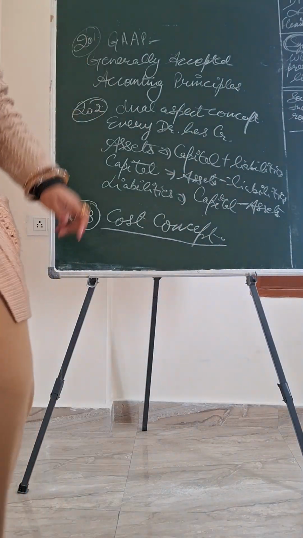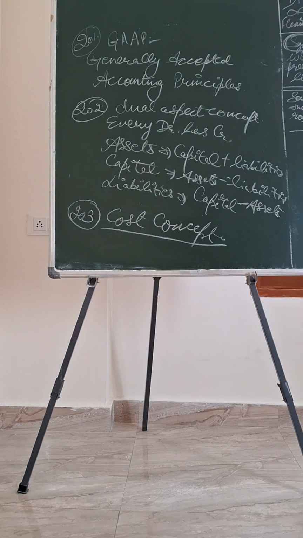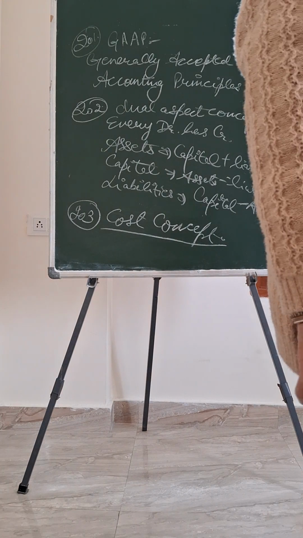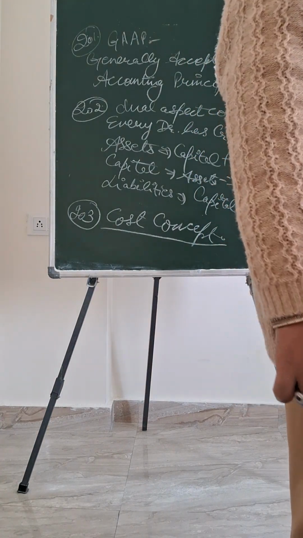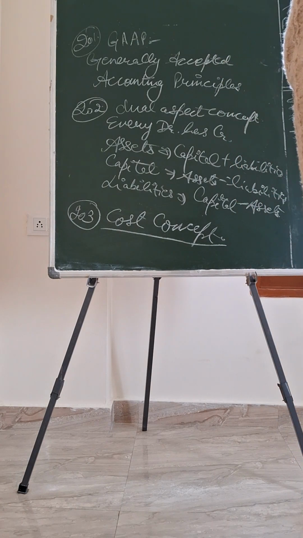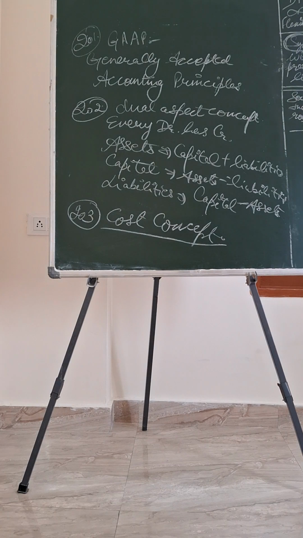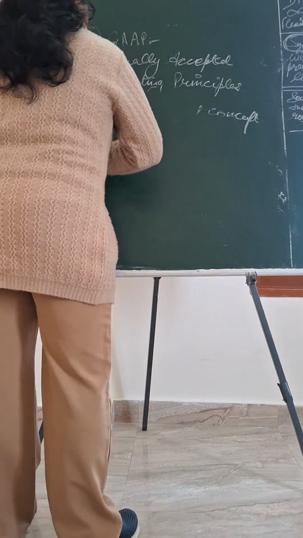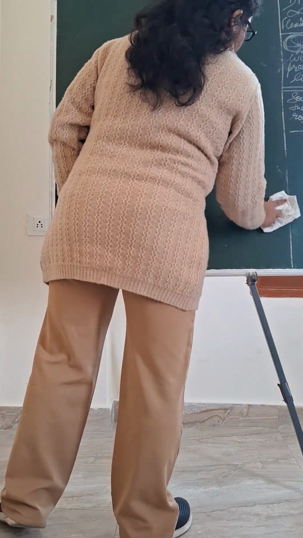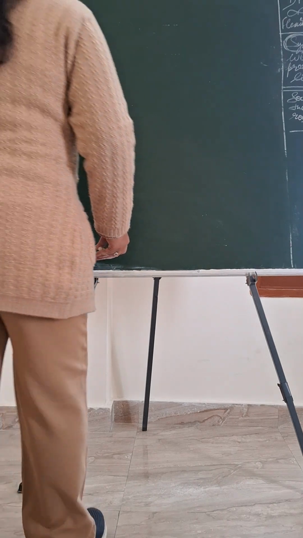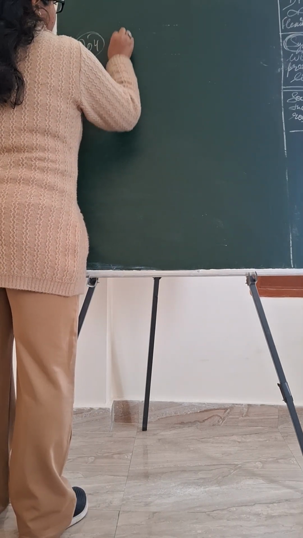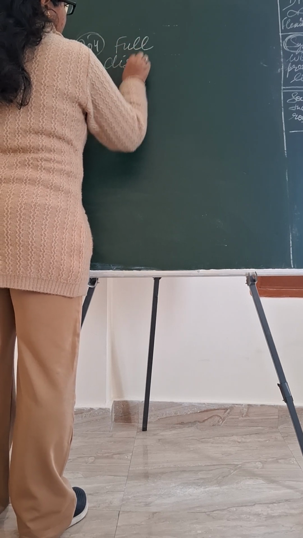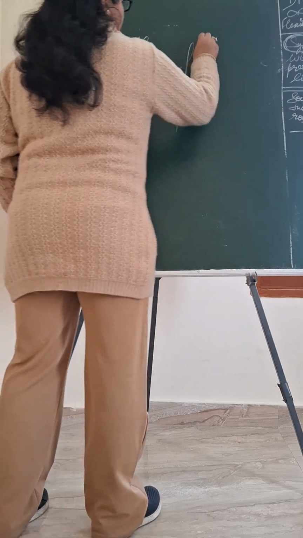After this cost concept, we have another important thing, that is convention of consistency, that everyone knows. Then next it is convention of full disclosure and convention of materiality. What is the major difference? Question number 204: what is the difference between convention of full disclosure and convention of materiality?